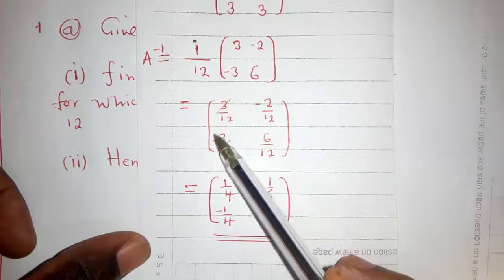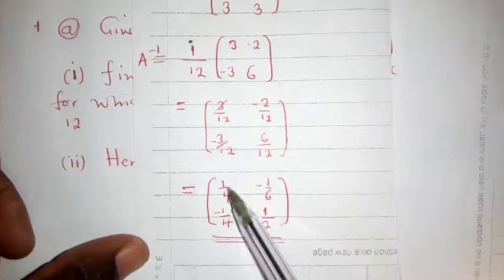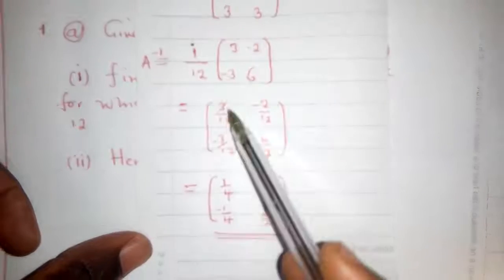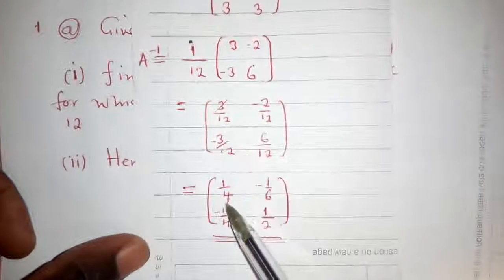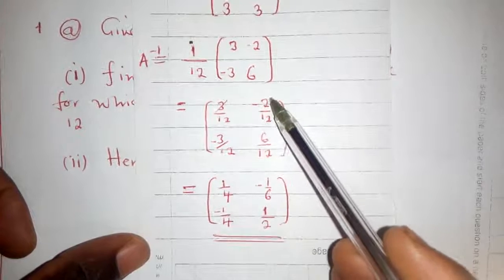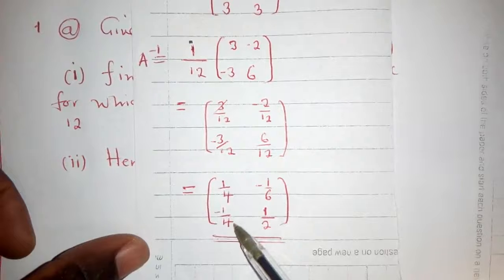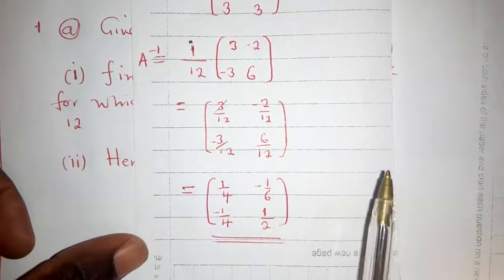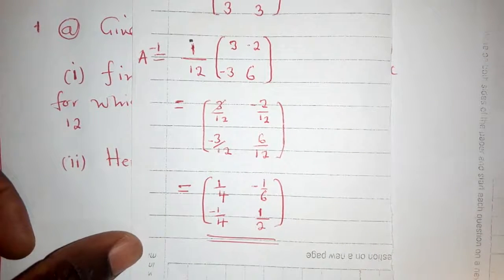Here 3 can go into 12, how many times? 4 times. So here it's 3, 1, here 4, and then here 2 into 2, 1, 2 into 12, 6, just like that. This is the answer. We go to the next question.